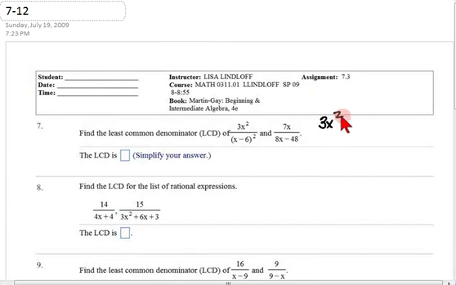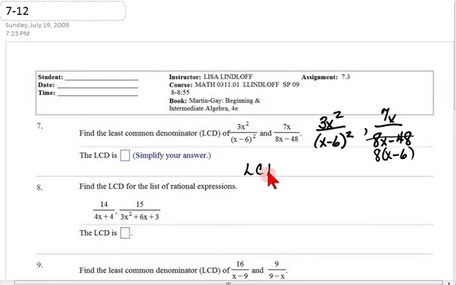I have 3x squared over x minus 6 in parentheses squared and 7x over 8x minus 48. I'm looking for the LCD. That's all I'm doing. What's the common denominator? Can I factor this, or is it already factored? It's already factored. It's already an x minus 6 as a factor 2 times. Can I factor the second denominator? Yes. What do you see? 8 as a common factor, and when I divide it by 8, I'll get x minus 6.